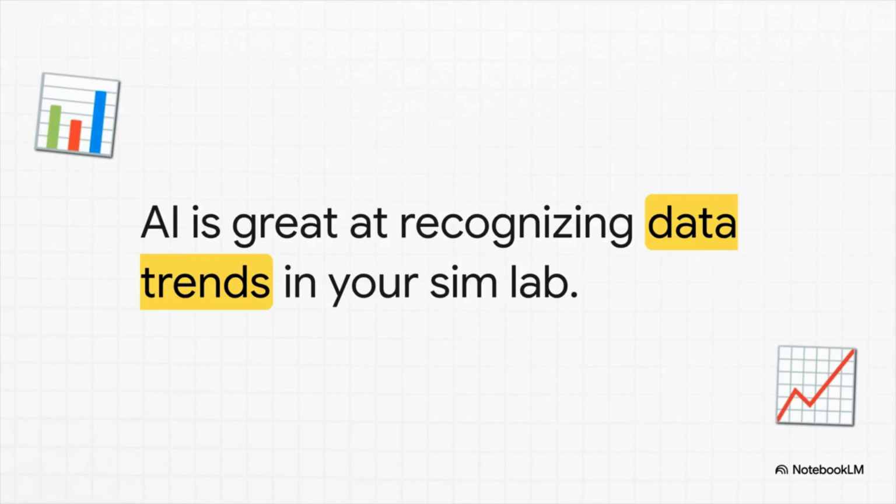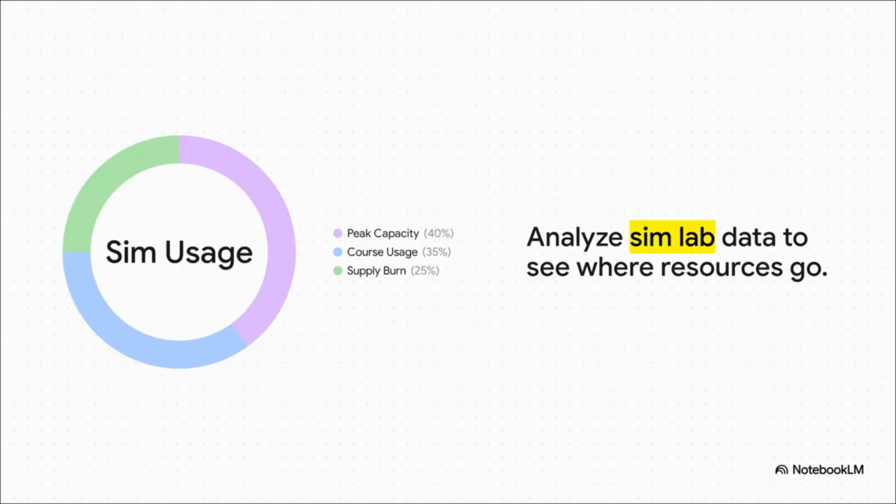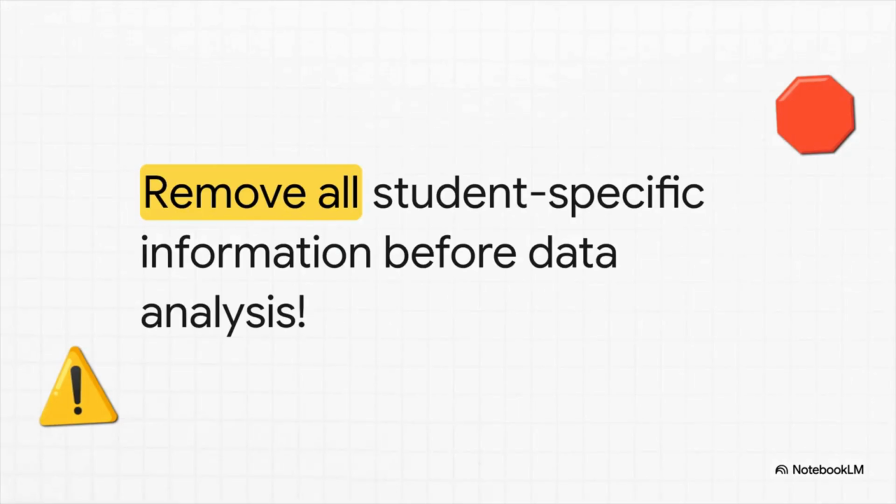Superpower number 3 is data analysis. AI is crazy efficient at spotting your SimLab usage trends. Just drop in your spreadsheets to summarize supply burn or course usage for that next budget meeting. But hold on, red alert. You absolutely must strip out all student-specific FERPA data first.